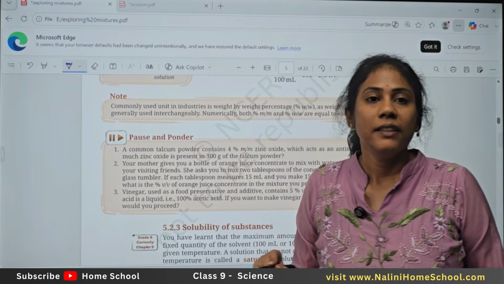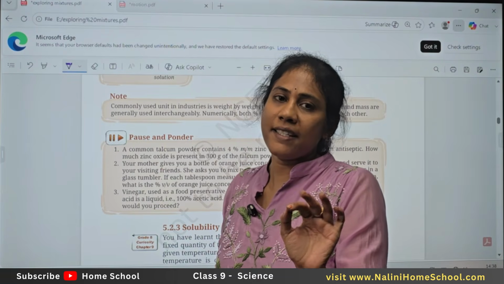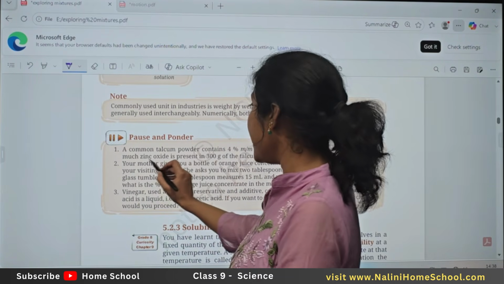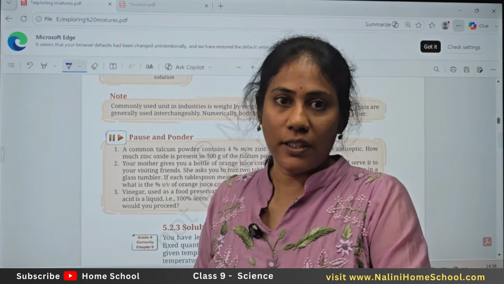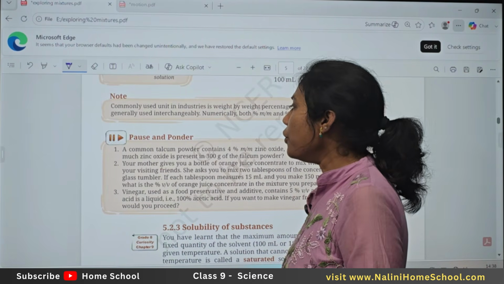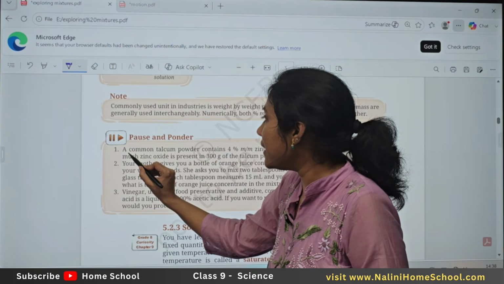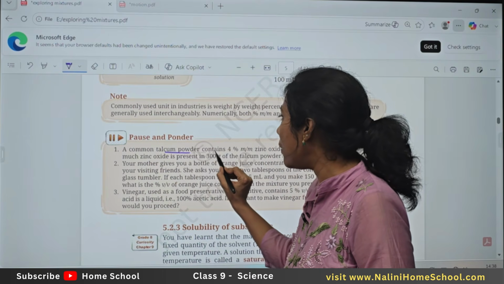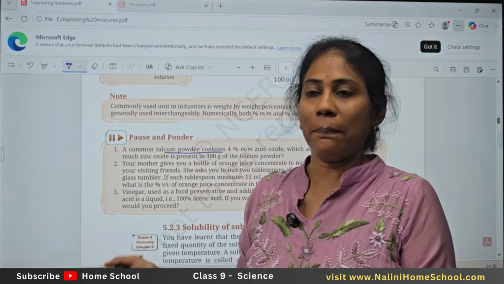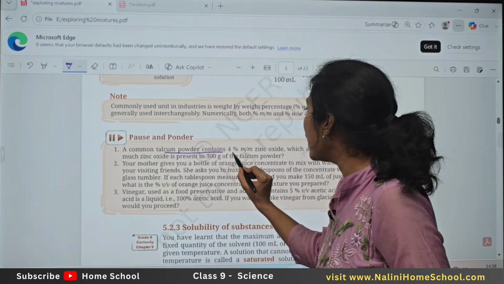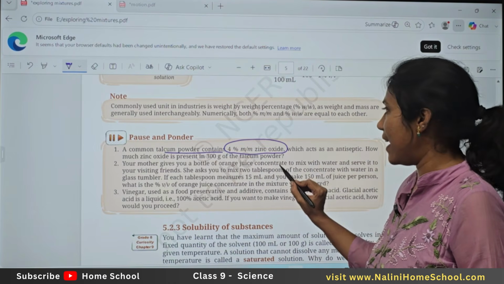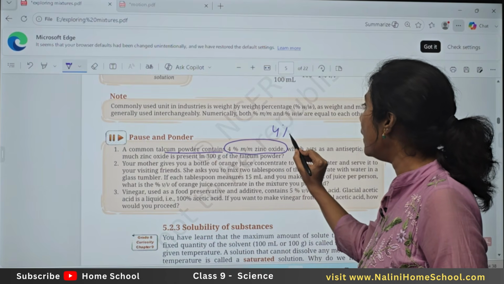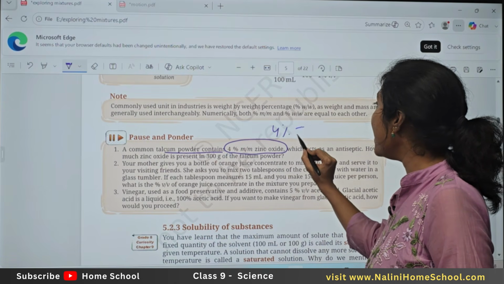Okay, yes. See guys, you also open your NCERT textbook. Let's solve these questions 1, 2, 3 which are there on concentration terms. So the very first question, look here: a common talcum powder, that's a face powder that we apply, right? Talcum powder contains 4% M by M zinc oxide. So talcum powder has got 4% zinc oxide.